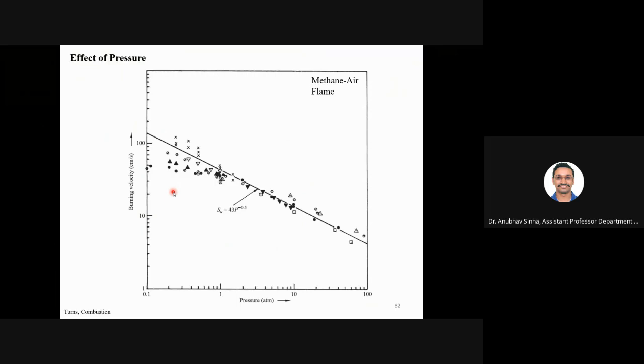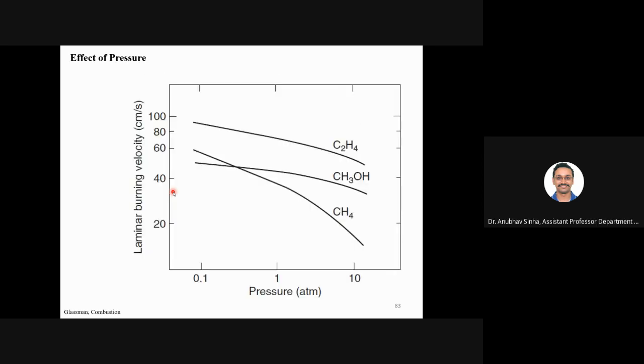Now, but we have another observation. The observation says that with increase of pressure, burning velocity is actually decreasing. So, any guess why that is so? Okay, let me explain. One more plot.